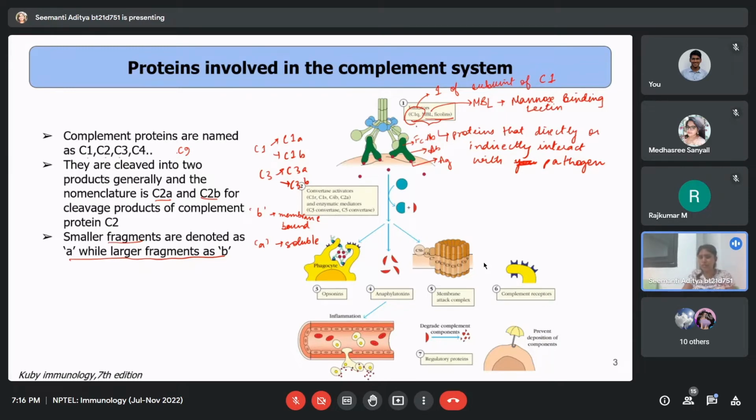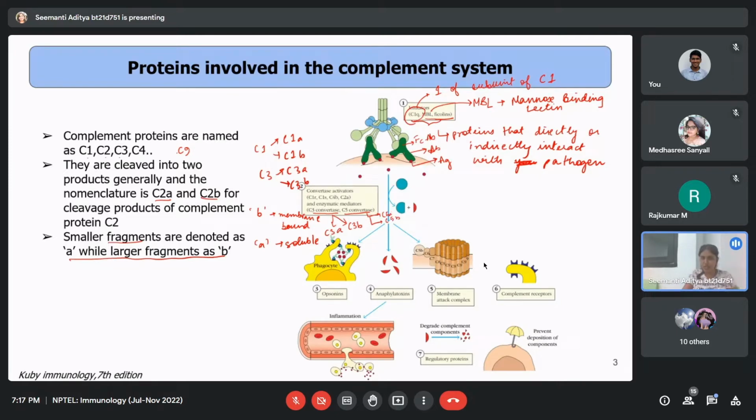Once it is recognized, there will be a cascade of events that will lead to the formation of mainly two enzymes, that is C3 convertase and C5 convertase. So C3 convertase breaks down C3 into C3a and C3b, whereas C5 convertase breaks down C5 into C5a and C5b.